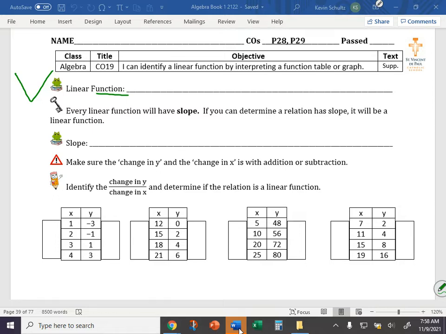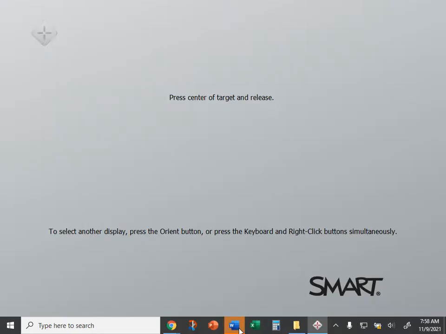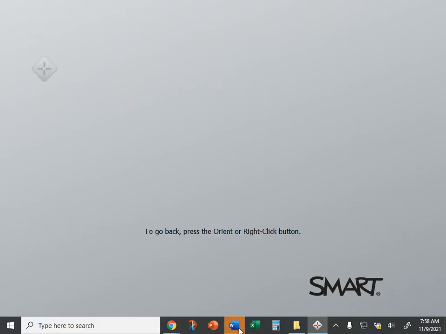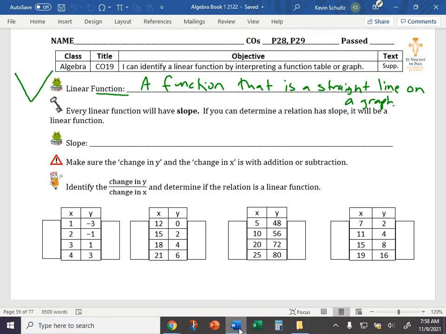A linear function is a function that is a straight line on a graph. I'm going to calibrate while you jot that down. A function that is a straight line on a graph. There, now the rest of the lesson will be perfect. A function that is a straight line on a graph.